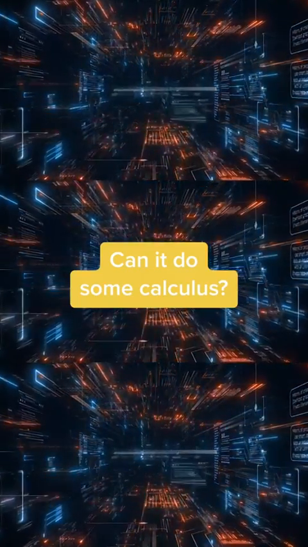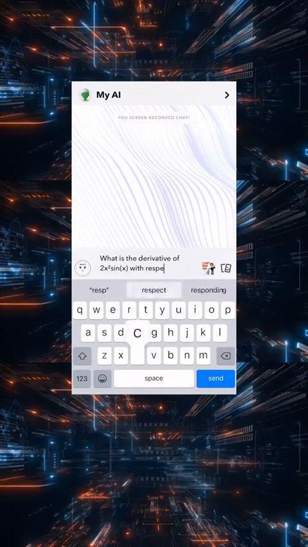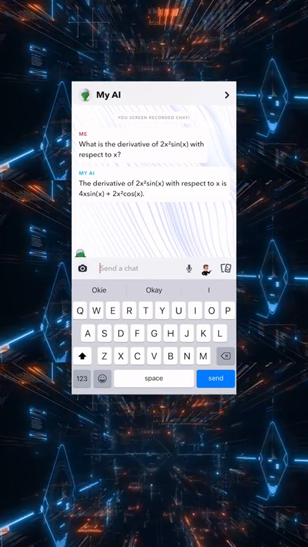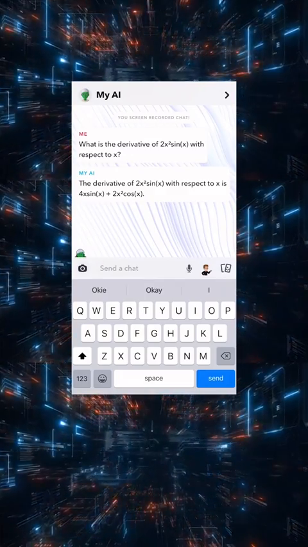Can it do some calculus? What is the derivative of 2x squared sine of x with respect to x? Not bad. It got it right. 4x sine of x plus 2x squared cosine of x.